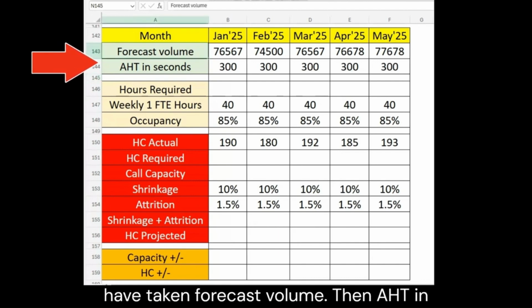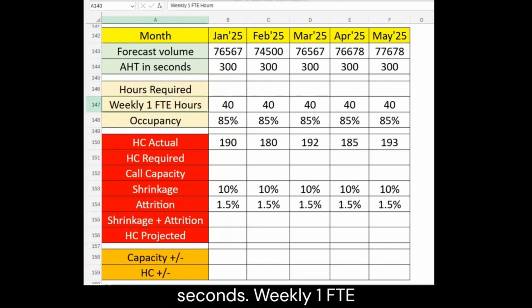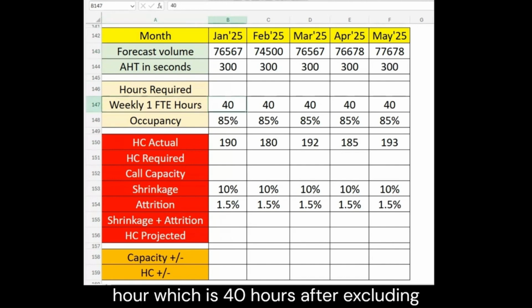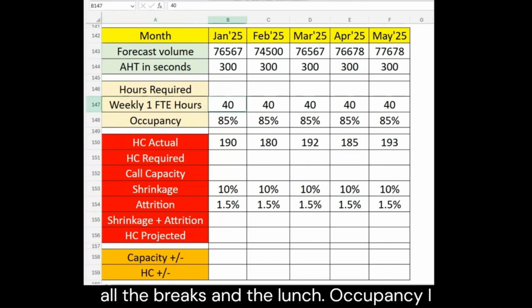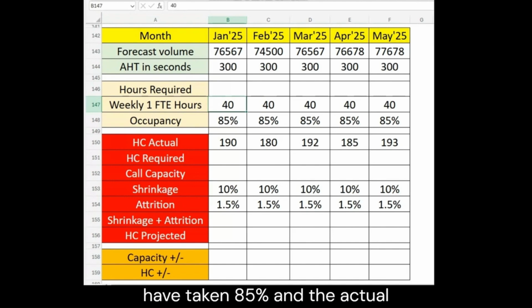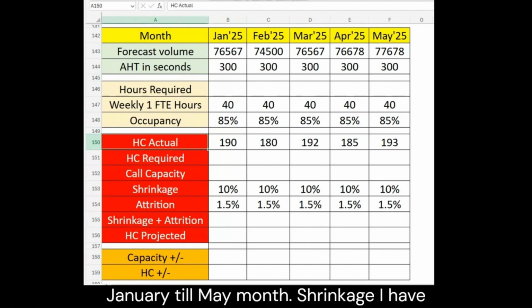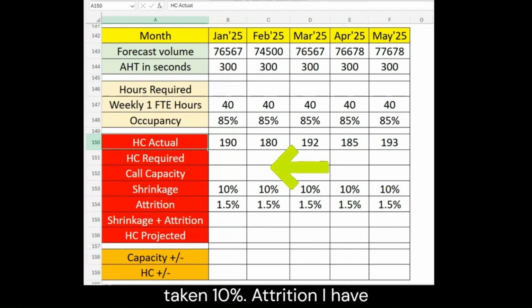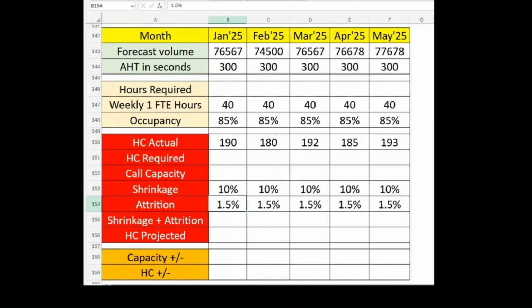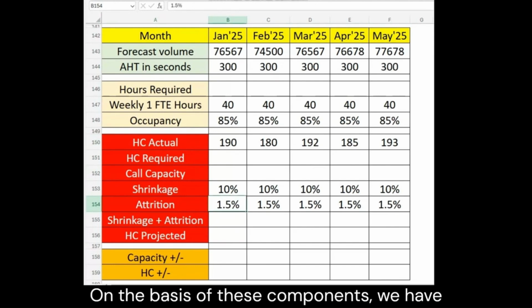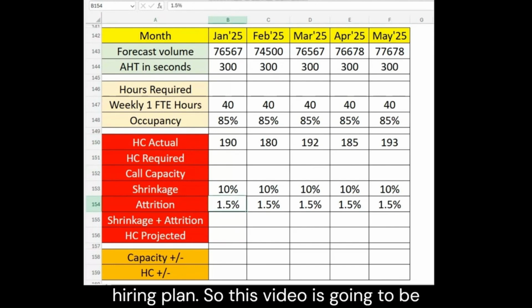And I have taken forecast volume, then AHT in seconds, weekly 1 FTE hours, which is 40 hours after excluding all the breaks and the lunch. Occupancy, I have taken 85%, and the actual headcount we have given for January till May. Shrinkage, I have taken 10%. Attrition, I have taken 1.5%. On the basis of these components, we have to create our capacity plan and the hiring plan.